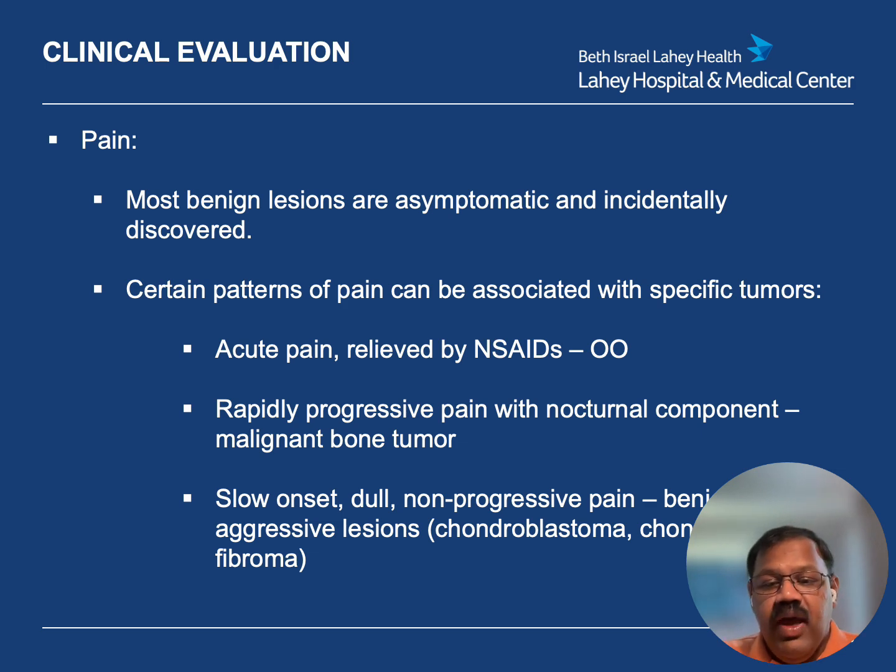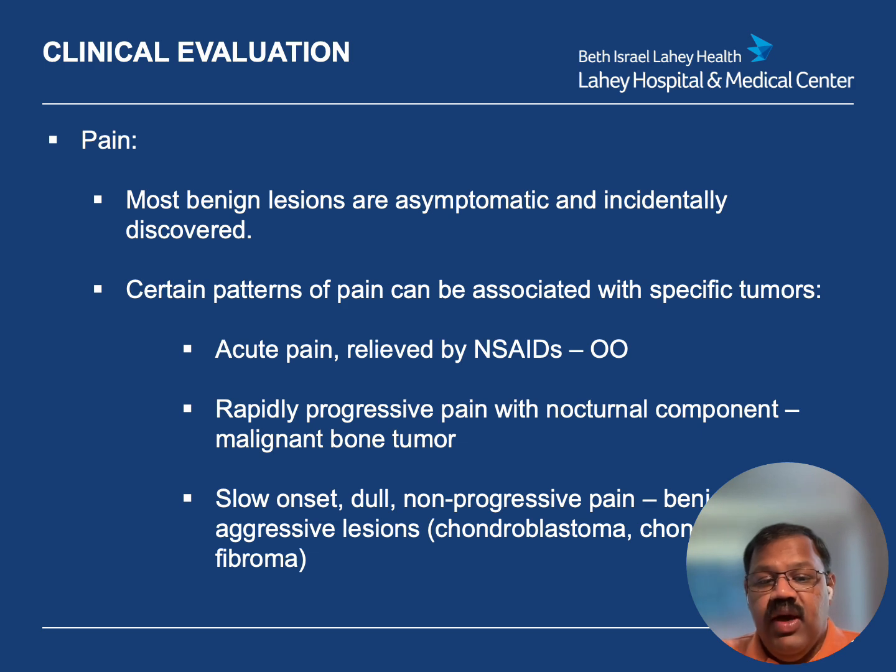But then there are certain patterns in the pain history specifically that can be associated with specific tumors. For instance, acute pain or night pain that's often immediately relieved by use of nonsteroidal anti-inflammatory medications is usually very characteristic for osteoid osteoma. Rapidly progressive pain with a nocturnal component that oftentimes wakes the child up from sleep consistently and is usually not relieved by NSAIDs may be associated with a malignant bone tumor.